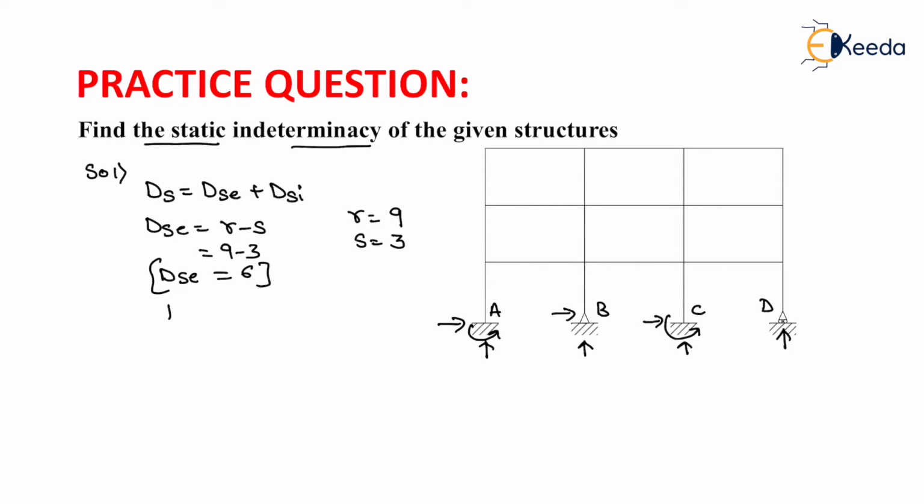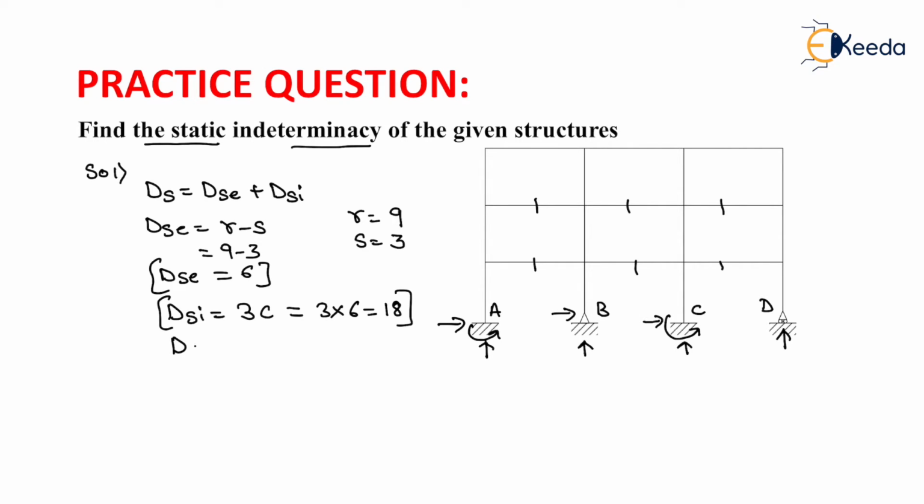Now we need to find the total internal static indeterminacy, whose formula is 3C, where C is the number of cuts required to open the loop. Here, to open the loop, 1, 2, 3, 4, 5, 6, so 6 cuts will be required. So the value of C will be 6, and 3C will be equal to 18. That will be the value of the internal static indeterminacy.